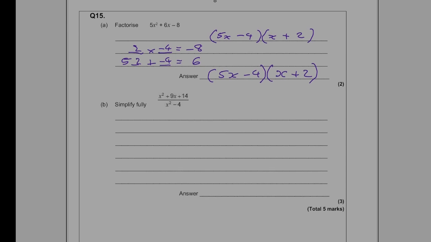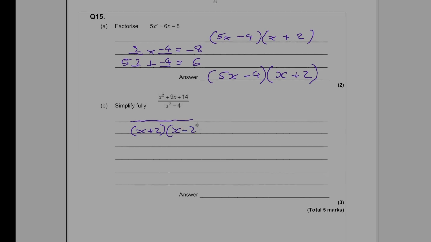Okay, part B, simplify fully. Okay, so we've got two quadratics. We've got a difference of 2 squares on the bottom, which is the first bit that I'm going to do because that will give us a hint for the top line. So x plus 2 times x minus 2. And then our top line.